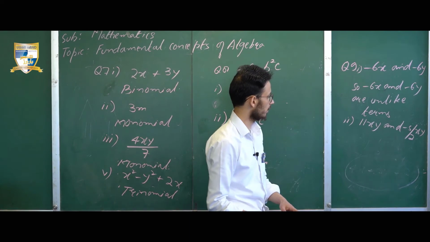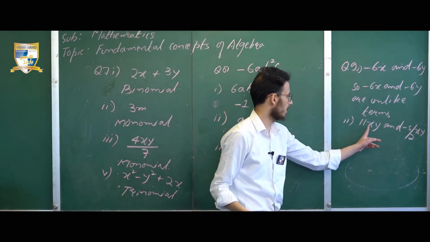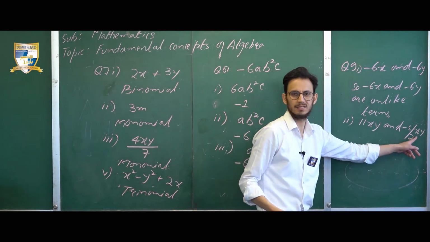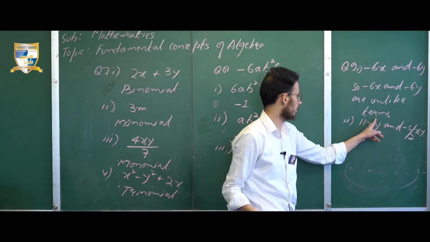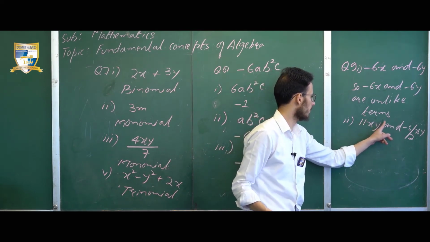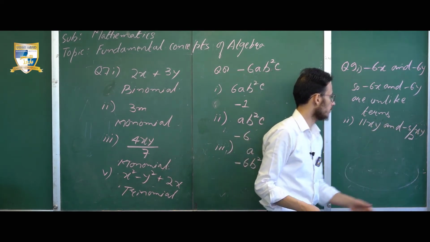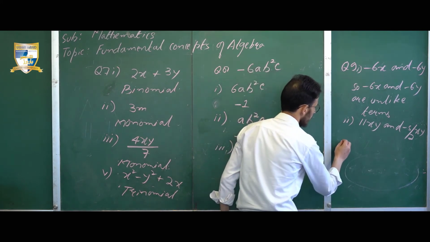Again, we are going to check the variables. Here the variables are xy, xy, the variables are same. Now check the powers or the exponents. Here the powers of both variables are 1 and 1. So we can say that these terms are like terms.